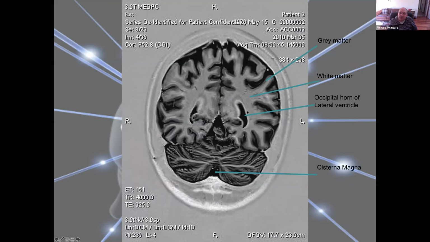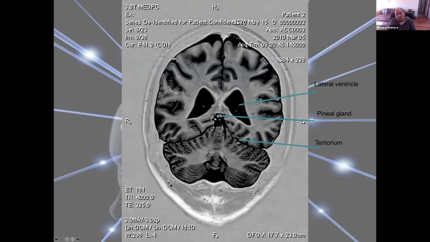Okay, occipital horn, so we're at the back, and we know we're at the back because there's the cerebellum. Okay, so we have the occipital horn of the lateral ventricle. And we're coming forward. There's the pineal gland, so we know that's at the back of the brain, just behind the top of the brainstem. We have the lateral ventricle. We have what's called the tentorium.